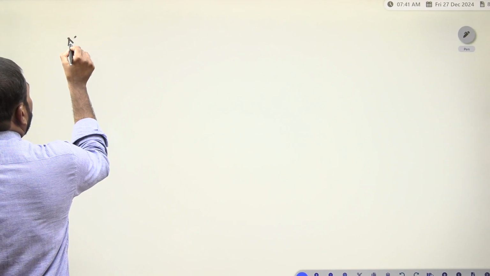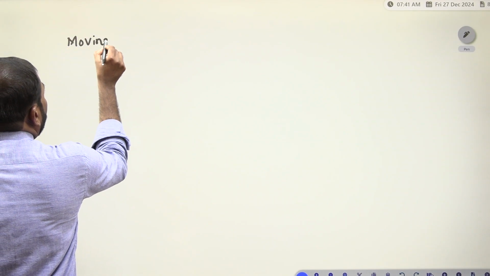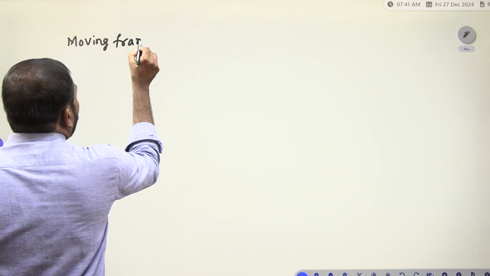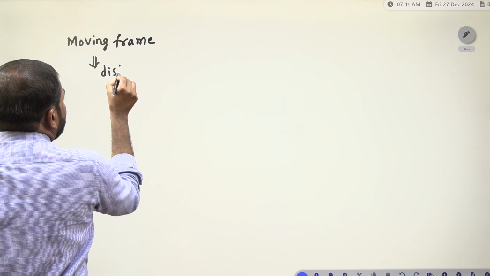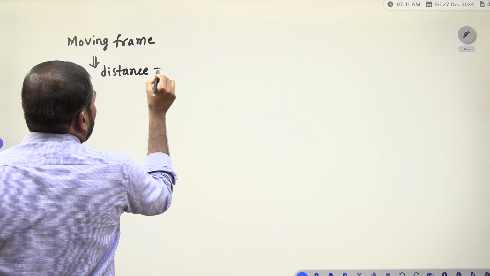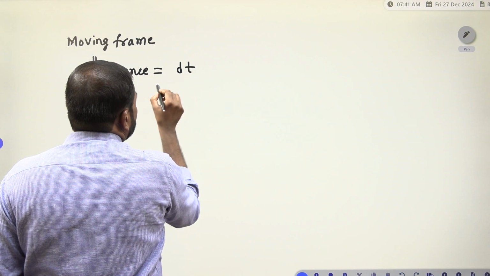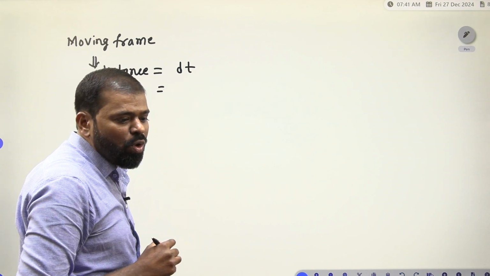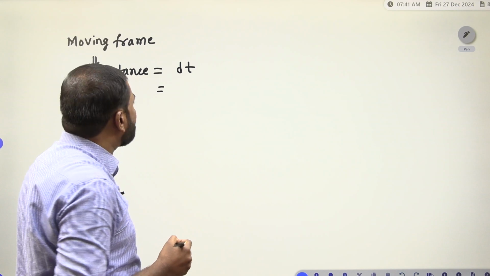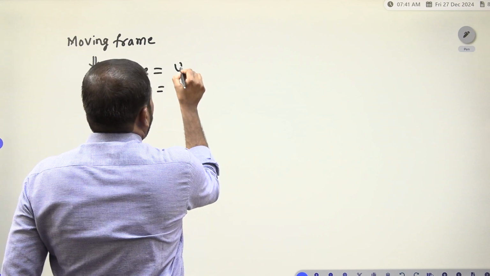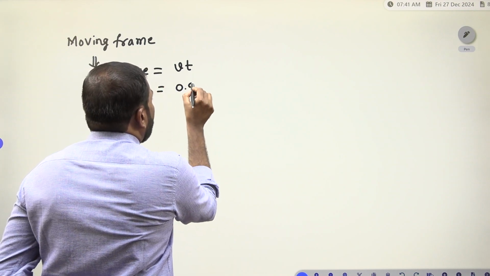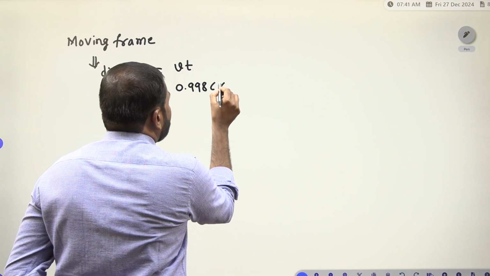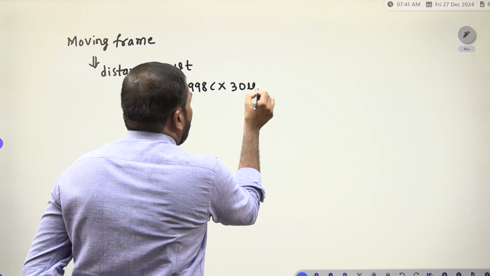So, in the other frame, you have to take the moving frame, the fast frame, right. What is the distance? The distance d is equal to v into t. So d is equal to v into t, where this v you already know: 0.998 c, and t is equal to 30 microseconds.